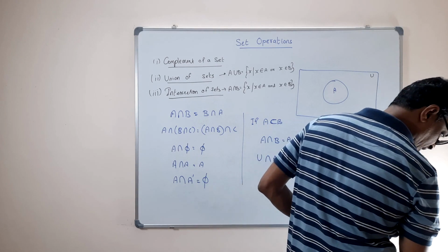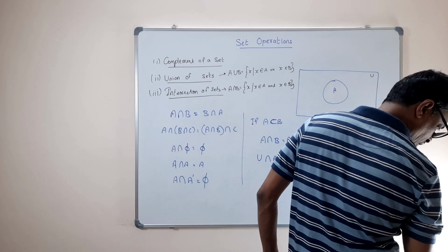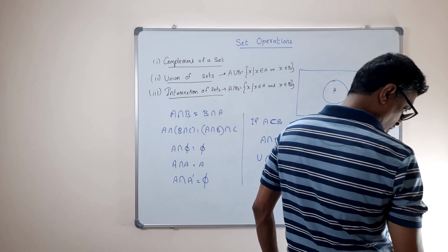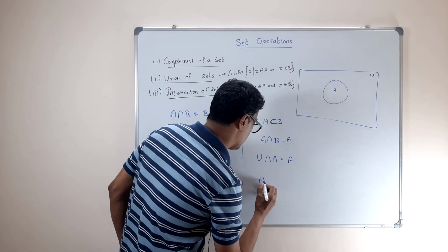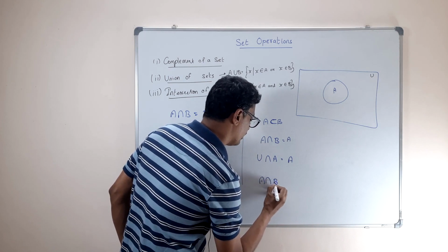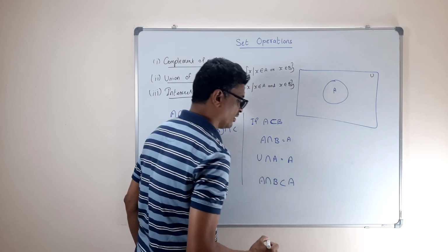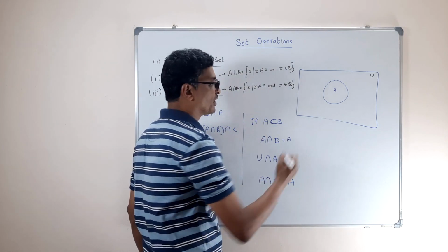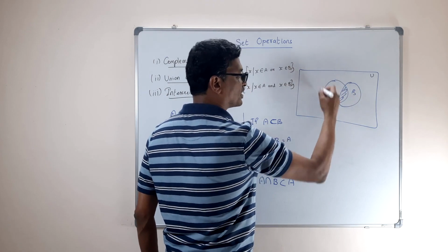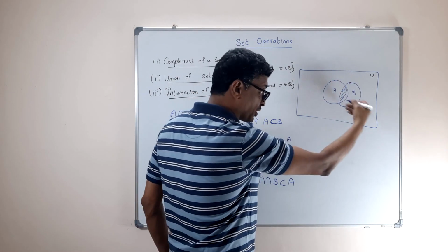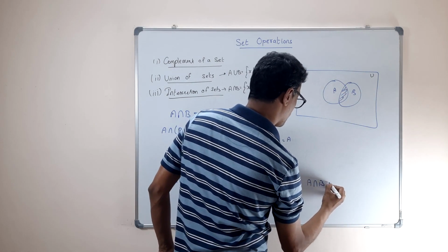Yeah, correct. So, the next one is this identity, intersection. Tell me whether this is right. A intersection of B, will it be a subset of A? Yes. Correct. Because A intersection of B is this. Of course, a subset of A. And it's also a subset of B. So, A intersection of B is also a subset of B.